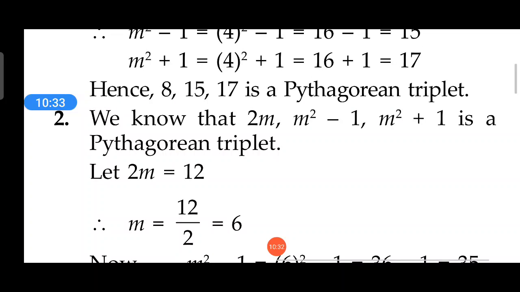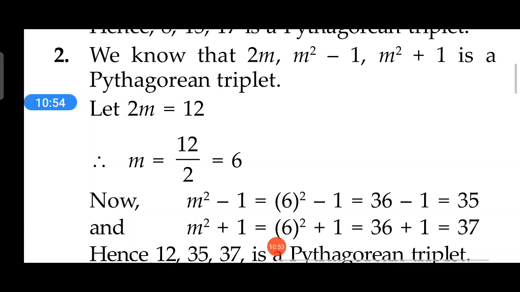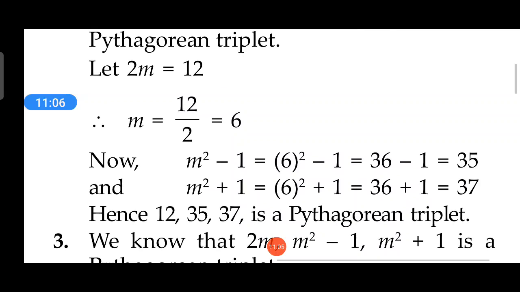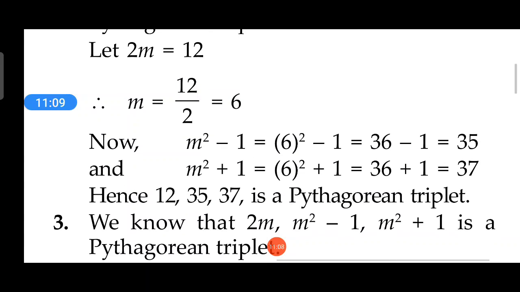Now question number two: find a Pythagorean triplet whose one number is 12. With the same method, we know that 2m, m square minus 1, m square plus 1 is a Pythagorean triplet. So 2m is equal to 12, so m value will be 6. Then we'll put the m value into m square minus 1 and m square plus 1. So 6 square minus 1 is 36 minus 1, 35. 6 square plus 1 is 36 plus 1, that is 37. So the Pythagorean triplet is 12, 35, 37.